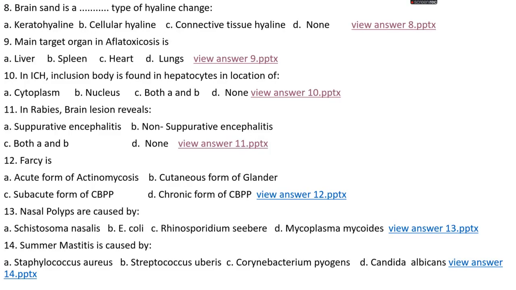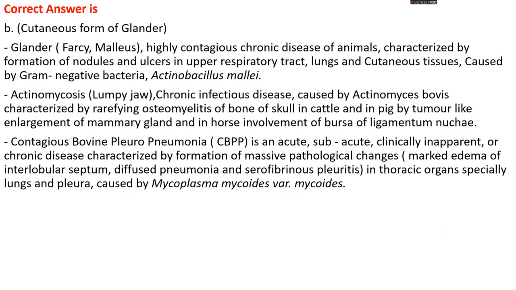Okay. Question number 12. Farcy is option A, acute form of actinomycosis, option B, cutaneous form of glanders, option C, subacute form of CBPP, option D, chronic form of CBPP. The right answer is option B, that is cutaneous form of glanders. Glanders is also known as Farcy or Malleus, a highly contagious chronic disease of animals.